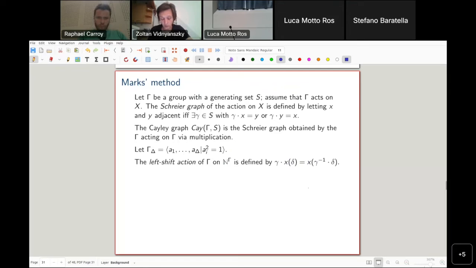going to be the left shift action of gamma on N to the gamma, which is slightly more complicated. So this is the definition. First of all, an element of N to the gamma, what is that? I label the elements of gamma with natural numbers, right? So this is x, a function from gamma to the natural numbers. And then what is the action? Well, I have to come up with a new function. So this evaluated at delta is going to be x evaluated at gamma inverse times delta.